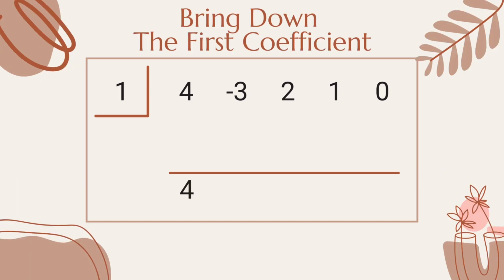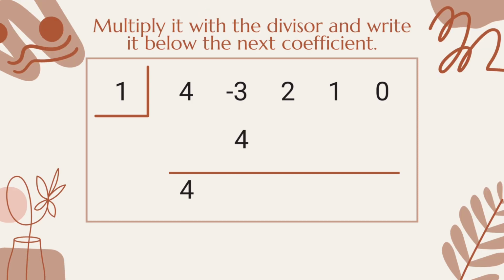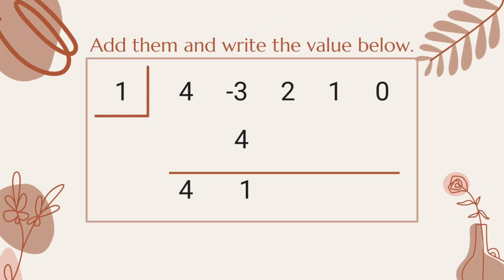Now that we have our needed numbers, let us fill up our table. We have now put our dividend and divisor in their designated spot on the table. The first thing to do in synthetic division is to bring down the first coefficient. Afterwards, you multiply it with the divisor and write it below the next coefficient. In this case, 4 times 1 equals 4. After, you add them and write the value below. -3 plus 4 is equal to 1.